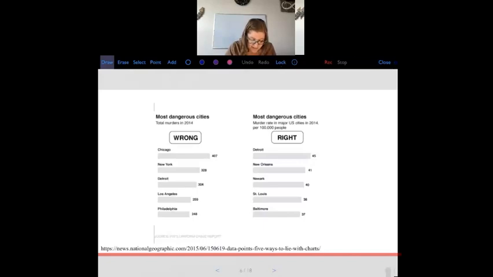Number 2, dealing with numbers. On the left-hand side, we have a column, most dangerous cities, total murders in 2014. The wrong way to think about that is just to take the numbers. So Chicago, 407, New York, 328, Detroit, 324, etc. But the right way to think about it is per 100,000 people, or what we call per capita. If we start leveling the playing field a bit and ask how many murders there were per 100,000 people in the cities, it comes out differently with the top and the bottom.